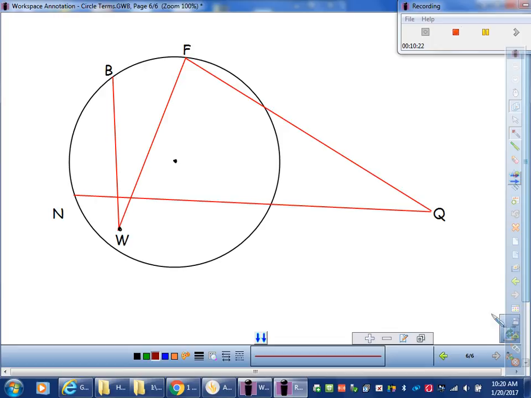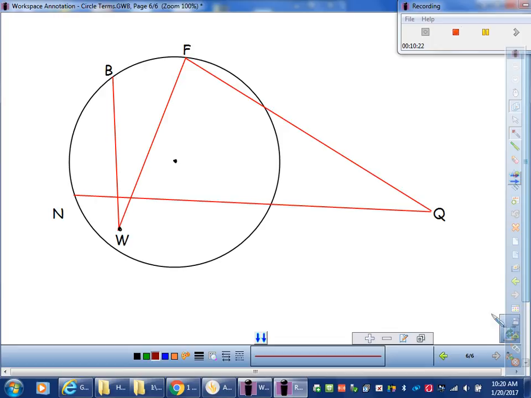If you take a look at this diagram, it shows a lot of unconventional things drawn on this circle. But none of the things on here are any of the vocabulary terms we just talked about. There are no chords, there are no inscribed angles, there are no central angles. The only thing you could label here is probably some minor arc or major arc.